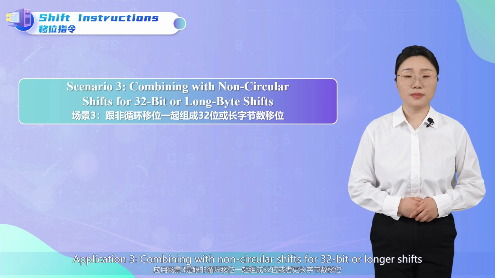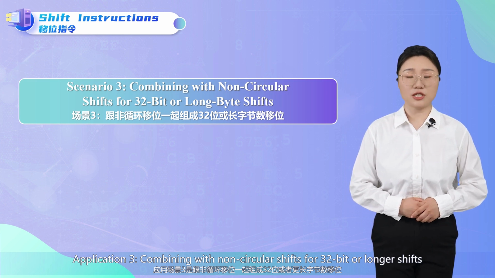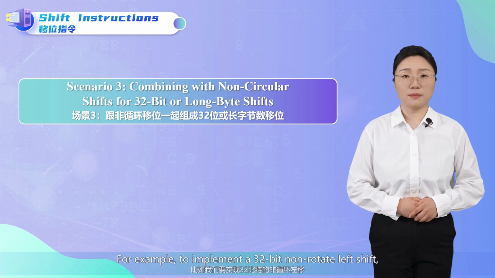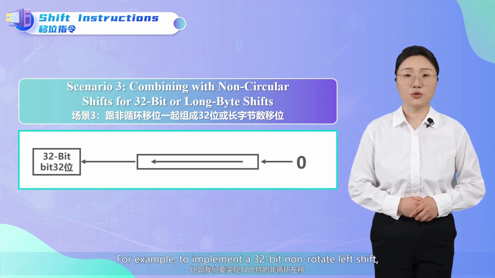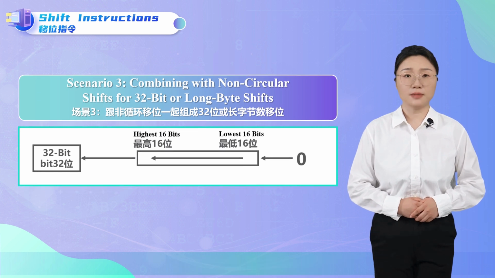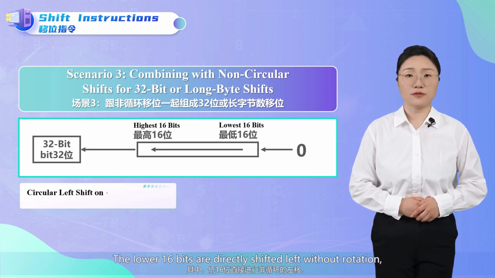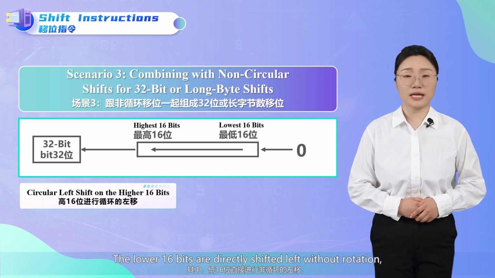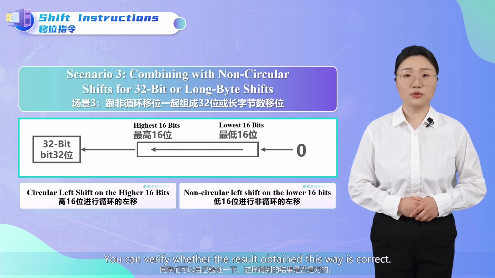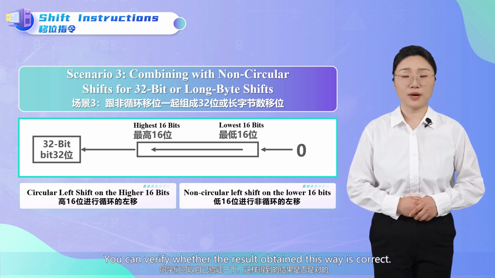Application 3. Combining with non-circular shifts for 32-bit or longer shifts. For example, to implement a 32-bit non-rotate left shift, we can split the data into the lower 16 bits and the higher 16 bits. The lower 16 bits are directly shifted left without rotation, while the higher 16 bits are rotated left. You can verify whether the result obtained this way is correct.